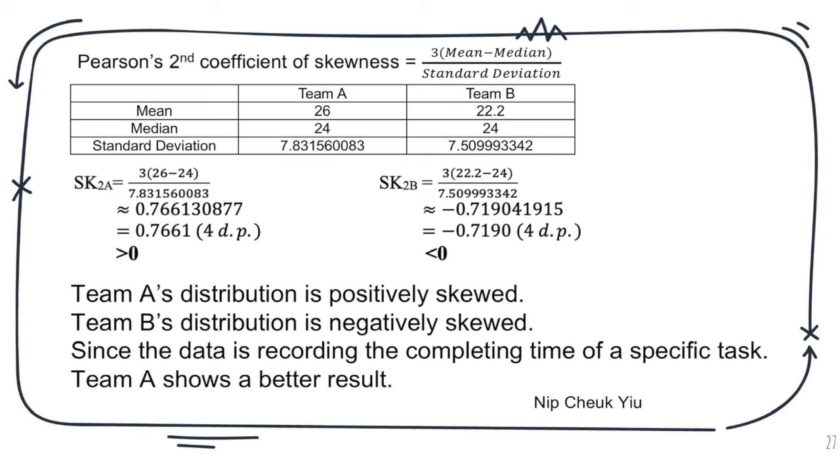For Team A, the answer is larger than 0, and for Team B it is smaller than 0, which means the distributions of Team A and Team B are positively skewed and negatively skewed respectively. Since the data records the computing time of a specific task, the faster the time, the better the performance. By comparing the two, we can see Team A shows a better result.